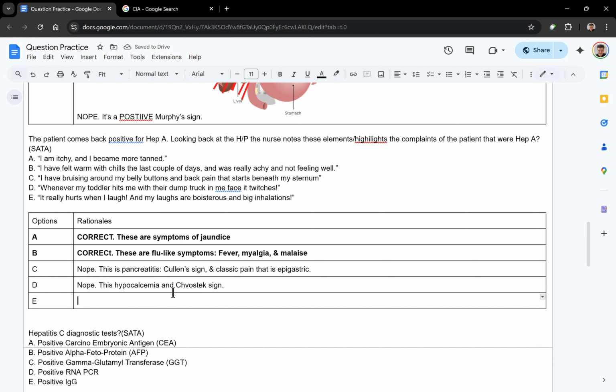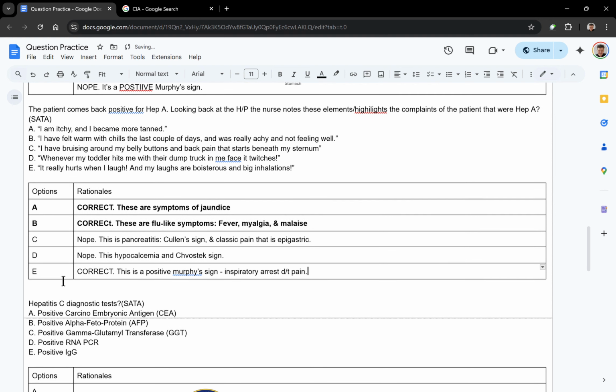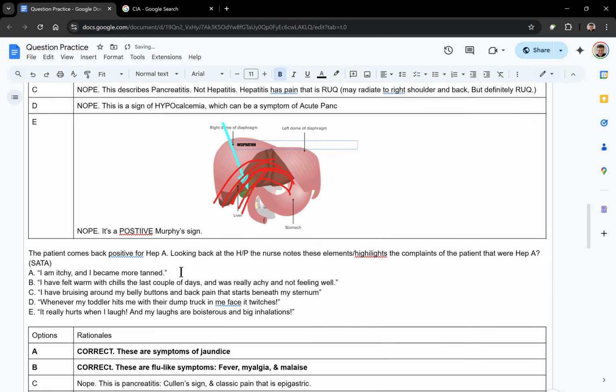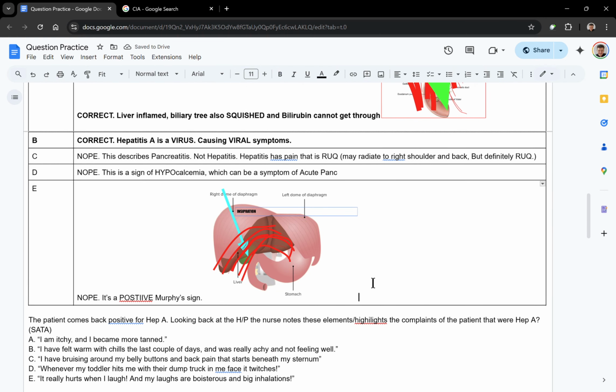And then E, what was it? It really hurts when I laugh. That's correct. So we change this up, and this is correct, because this is a positive Murphy sign, inspiratory arrest due to pain. We did change that up from the one up above, which was negative. On a real test, I would make it positive to make it easier.